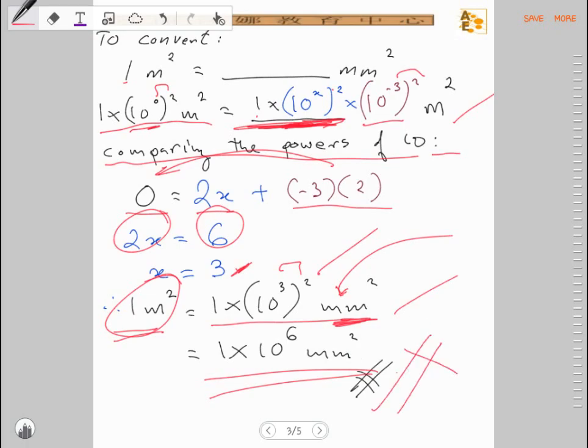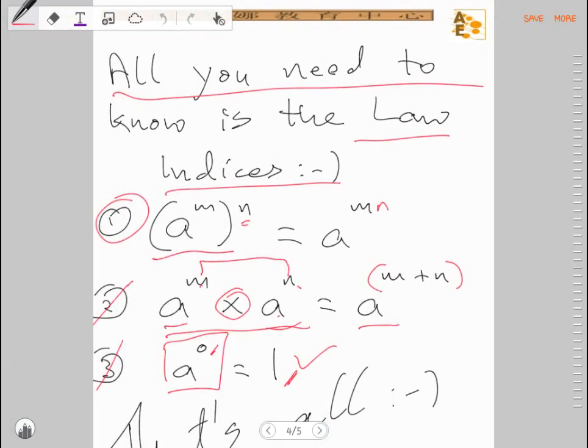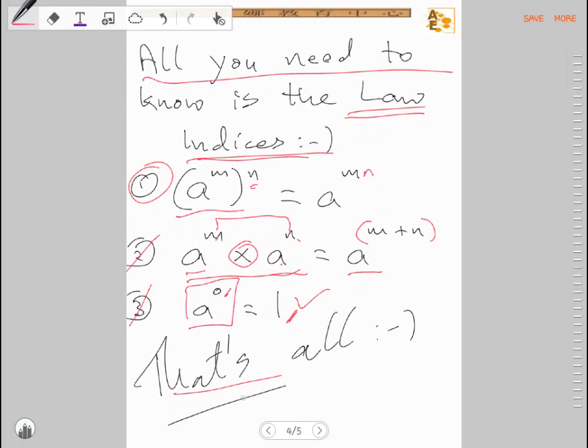As simple as that. The fourth page, the one that I told you, we need to know the law of indices to solve by using this Avicenna method. That's all, folks. See you next time.